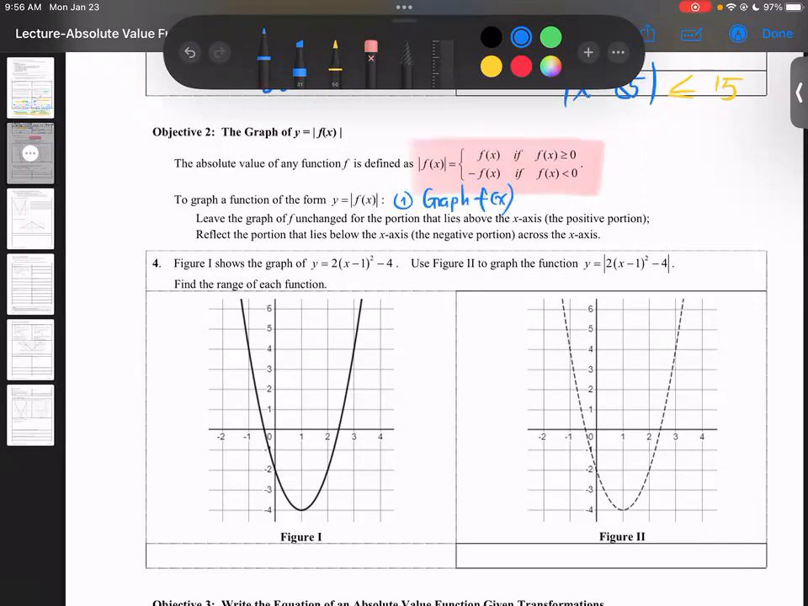And then step number two, any portion of f of x that stays above the x-axis, you leave it alone. So leave the graph of f unchanged for the portion that lies above the x-axis. For the portion that stays below the x-axis, you flip it. You reflect it over the x-axis. You don't understand? That's okay. We'll do the example. I'll show you what I meant by that.